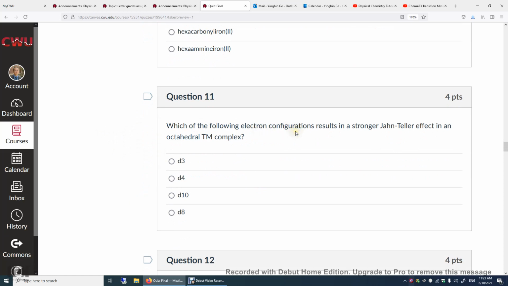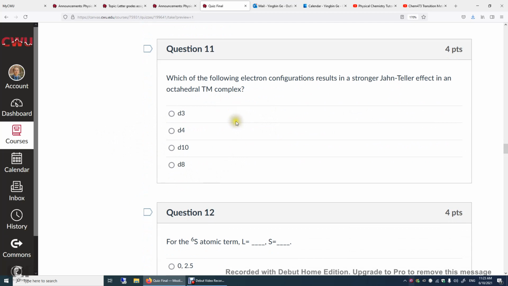Which of the following electron configurations results in a stronger Jahn-Teller effect? This is a little tricky. d3 has 0 Jahn-Teller effect. d10 has 0 Jahn-Teller effect. d8 also has 0 Jahn-Teller effect. When you have d8, 6 d electrons occupy the bottom 3 orbitals, and then you have 2 electrons, each occupying one of the 2 top orbitals. So only d4 has some Jahn-Teller effect.